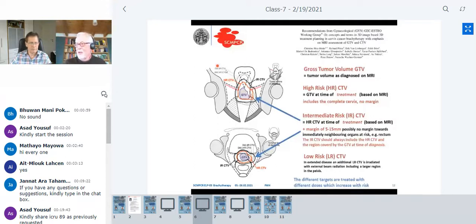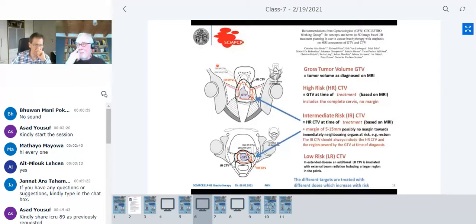Another rule is that the intermediate risk CTV should always include the high risk CTV and the region that was covered by the GTV at time of diagnosis, the original GTV. So this gives us the intermediate risk CTV, and then the low risk CTV is the complete parametria and, in extended disease at least, a region that we normally treat with external beam radiation in a larger region in the pelvis.